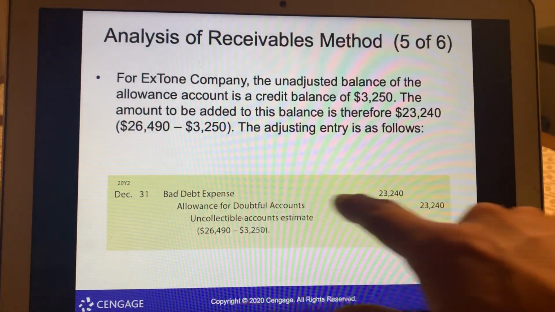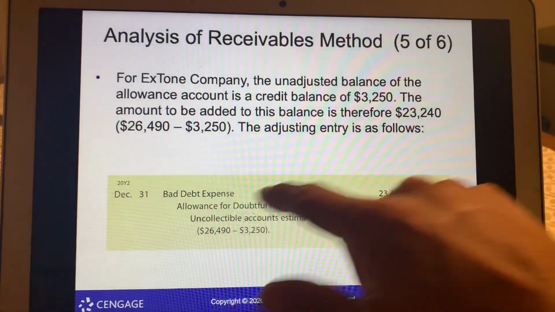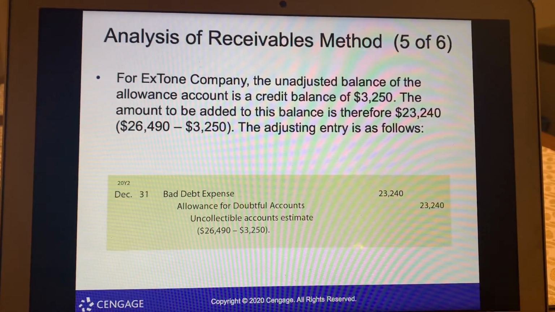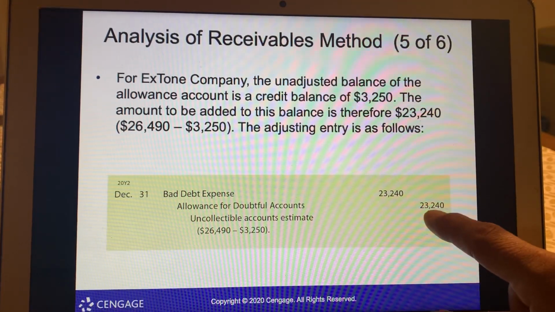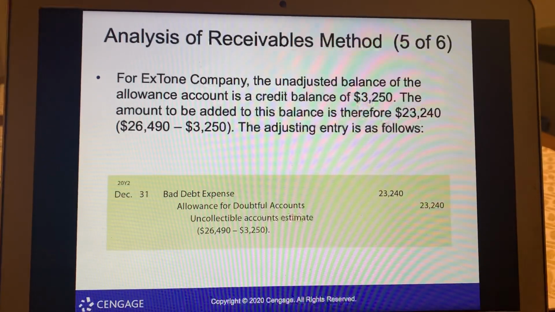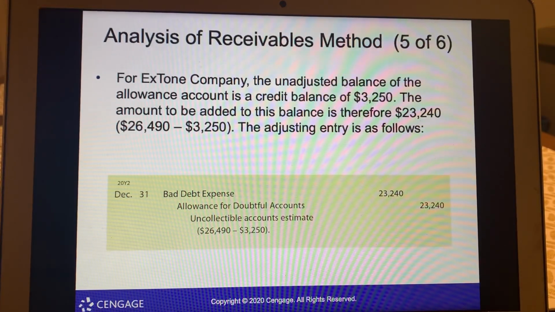Don't forget, anytime we see an expense, it always goes to our income statement. So this one is going to be the contra asset, allowance for doubtful accounts. And don't forget, as we deplete this, it also takes away from our accounts receivable, okay, because it's a contra asset.